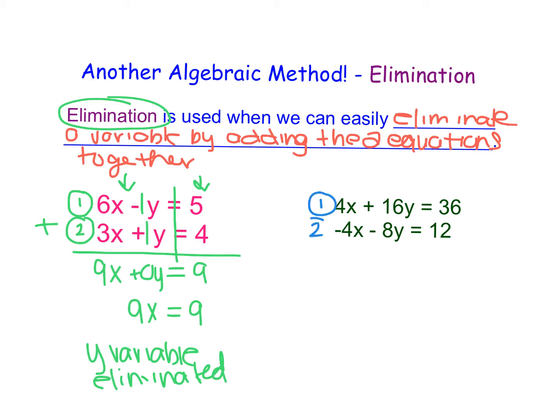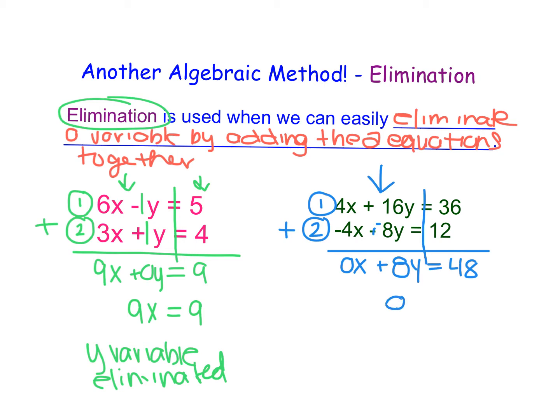Now from here, if I look at this second system, if I were to add these two equations together, 4x plus negative 4x is 0x, 16y plus negative 8y is 8y, and 36 plus 12 is 48. So on this particular system, if I add the left-hand sides of the equation together, I'm left with 8y. And if I add the right-hand sides, I'm left with just 48. And here, the x variable is eliminated.